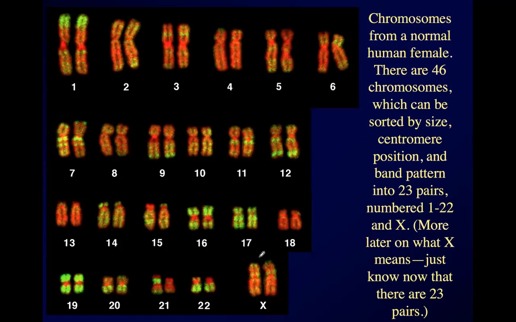What you need to see is that in a normal human, you've got 23 pairs. And this is how you can tell that they're paired. You can match them up by centromere position, banding pattern, and size.